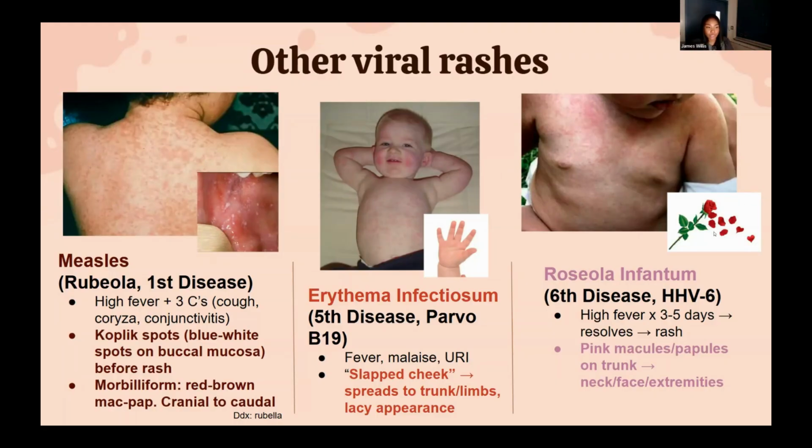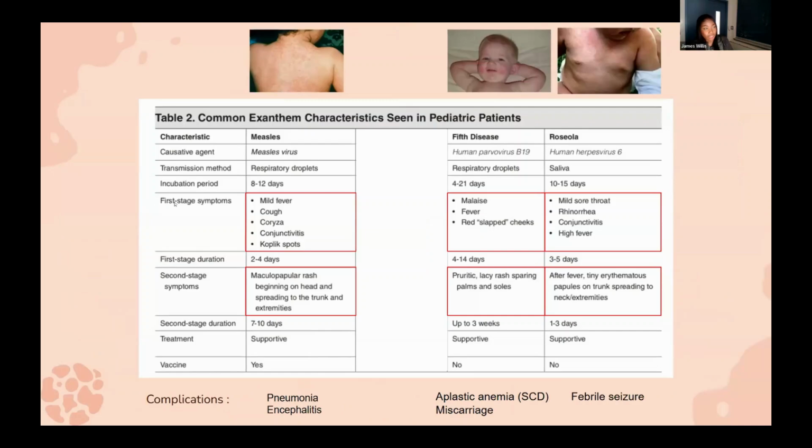And you have these pink macules or papules on the trunk. This will start off probably like around the neck here and then go outward. So centripetal versus centrifugal, where it starts up here and then goes more centrally down here. And again, this is a similar image, just showing you the differences here.